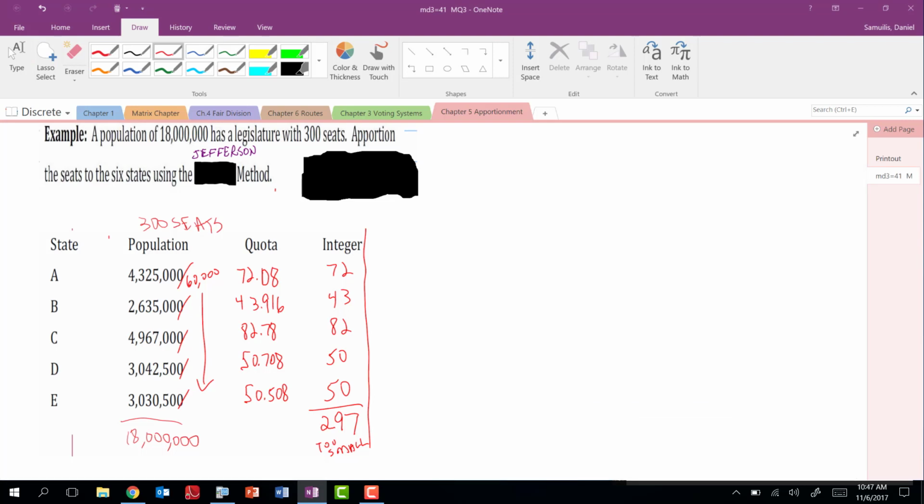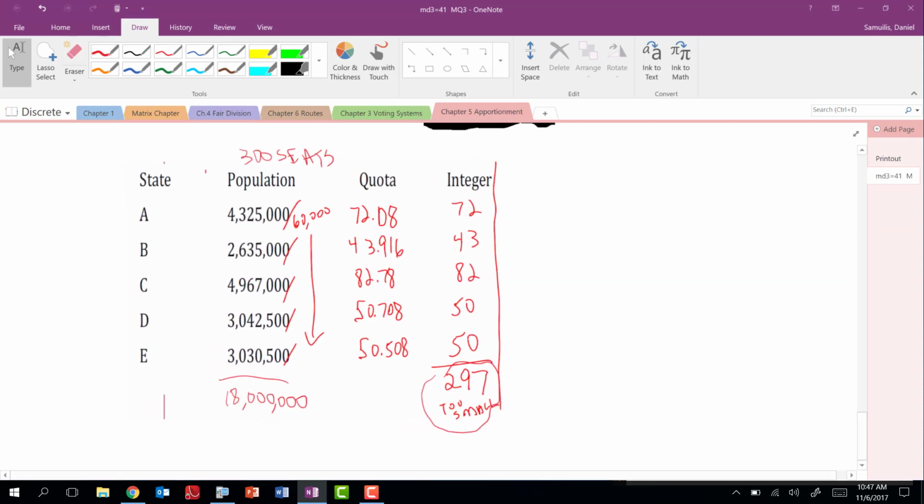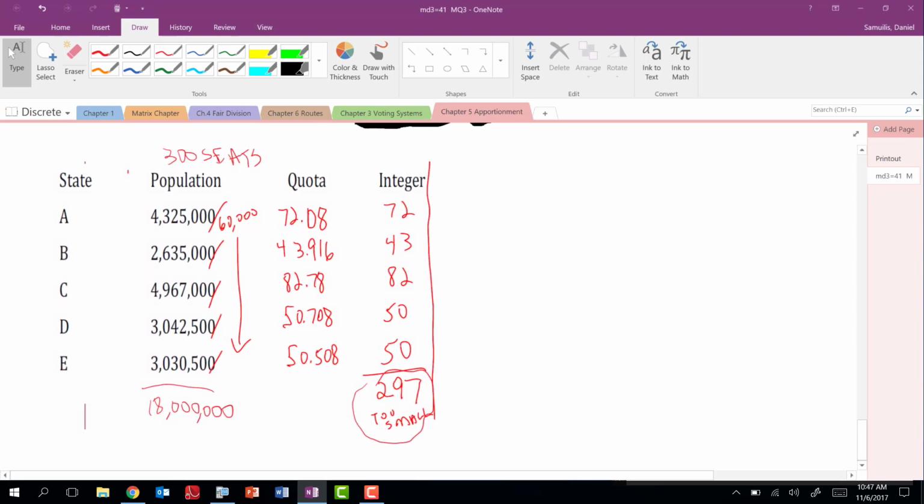Again, same steps. Jefferson method, you still do 18 million divided by 300, 60,000, divide by 60,000, and you're below. So now, mathematical common sense. I'm going to give you one of two choices. Should my modified divisor change to 58,000 or 62,000? Which one?